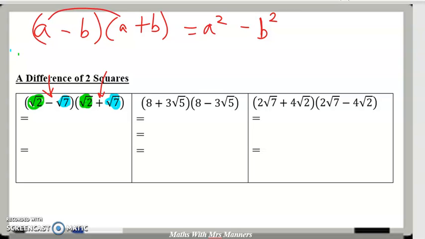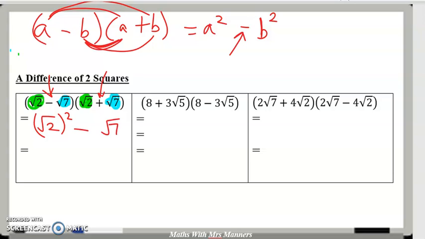What happens is you get the a squared, but the ab is always cancelled with the minus ab, and that's why you don't end up with a third term, and then you have the minus b squared as well. So really the fastest way to do it is to square the first term, which is my a term, and then minus, it is always a minus, the square of the second term. When you square a surd, the square root and the square are inverse operations, so they undo each other. So we're left with 2 minus 7, which equals minus 5.